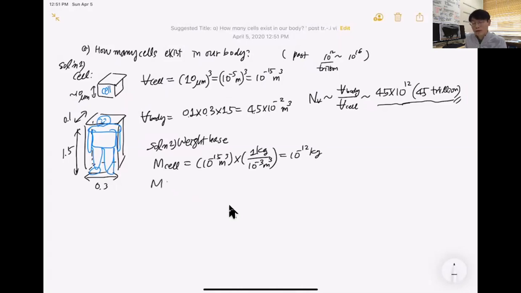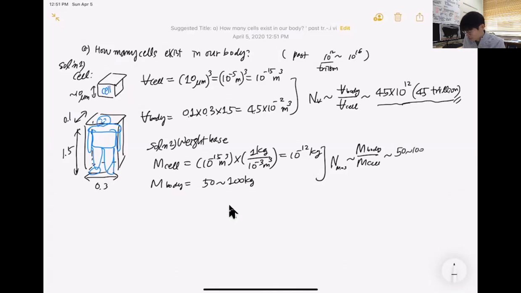And what about the mass of our body? We can consider, let's say, about 50 to 100 kilograms. So from here, the number based on mass is the mass of the body divided by the mass of a cell, which is about 50 to 100 times 10 to the 12. So about 50 to 100 trillion, which is not that far off from the earlier estimate.